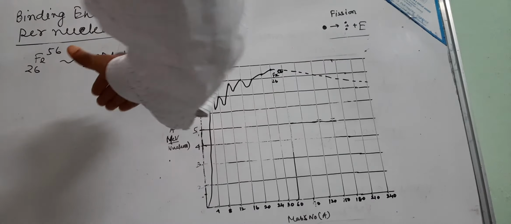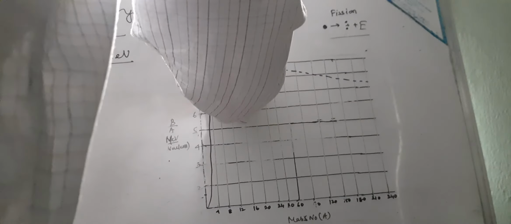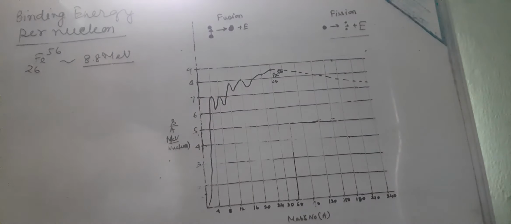But below this stable nucleus and above this stable nucleus, we get two parts. Below this 56, some type of reaction takes place, that is the fusion, and above 56 some type of reaction takes place, that is known as the fission. So we will be talking about the fusion and the fission reaction.